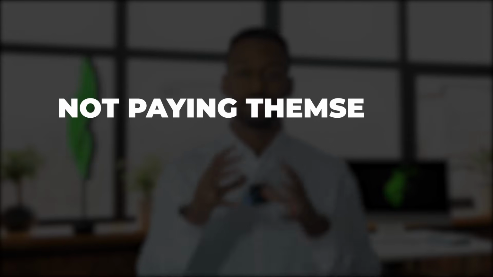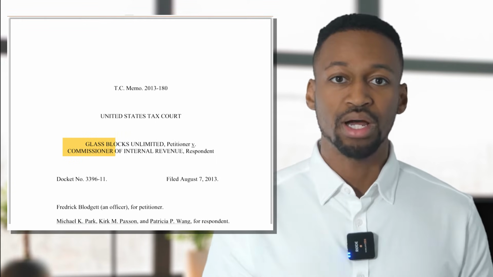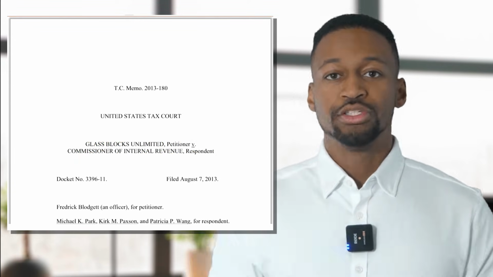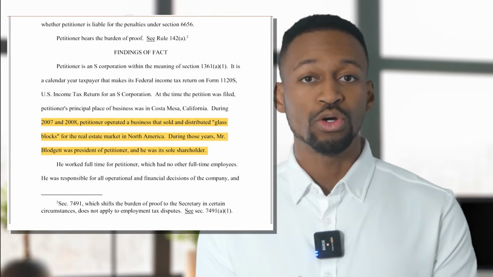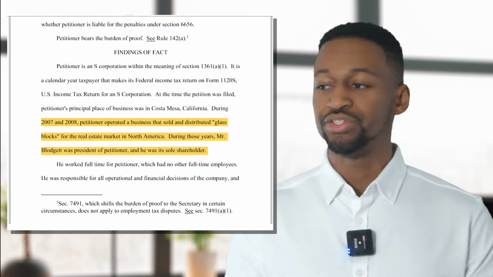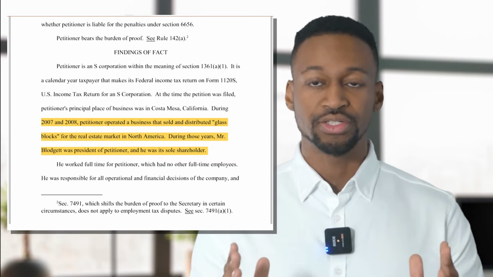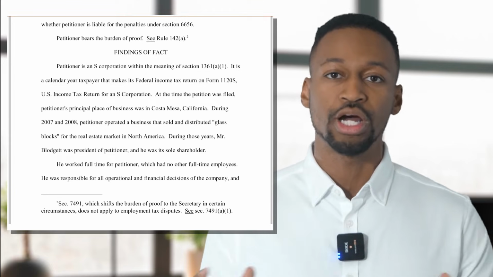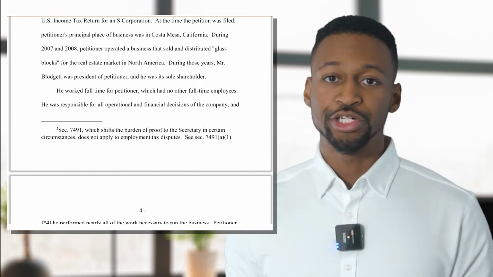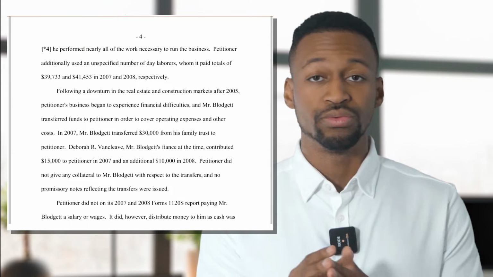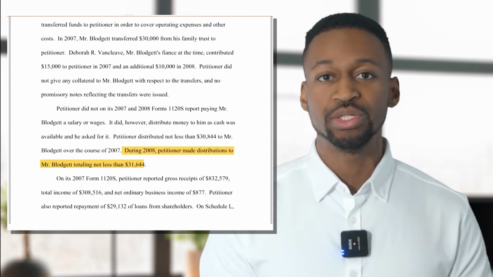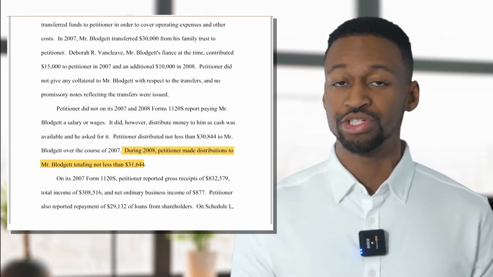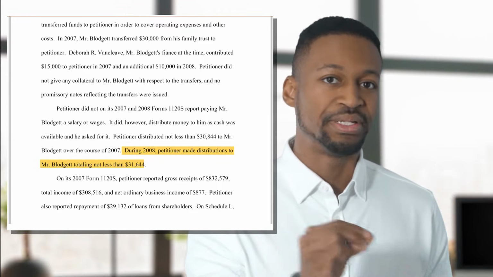Now, the big thing people lose their status over is not paying themselves a reasonable salary. To highlight this, let's look at a tax court case, Glass Block Unlimited versus the Commissioner of Internal Revenue. So a man named Frederick was the president and sole shareholder of his S corporation, where he sold and distributed glass blocks. The S-Corp had full-time employees, and Mr. Frederick was responsible for all the operations of the company. During one tax year, it was discovered that he did not pay himself a reasonable salary, yet he received $31,644 in distributions that were not subject to self-employment taxes.